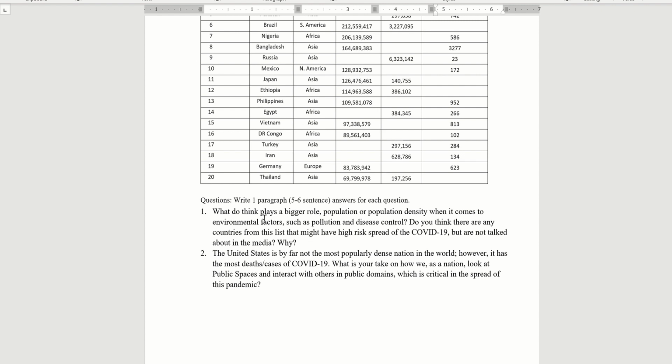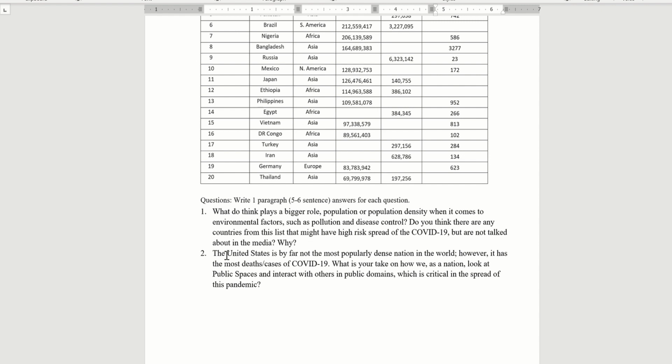So the first question, what do you think plays a bigger role, population or population density, when it comes to environmental factors such as pollution and disease control? Do you think there are any countries in this list, right, that have high risk of spread of COVID-19, but are not talked about in the media? Why do you think they're not talked about, right? Or why do you think they have a high risk, right, according to this table or according to what you think?